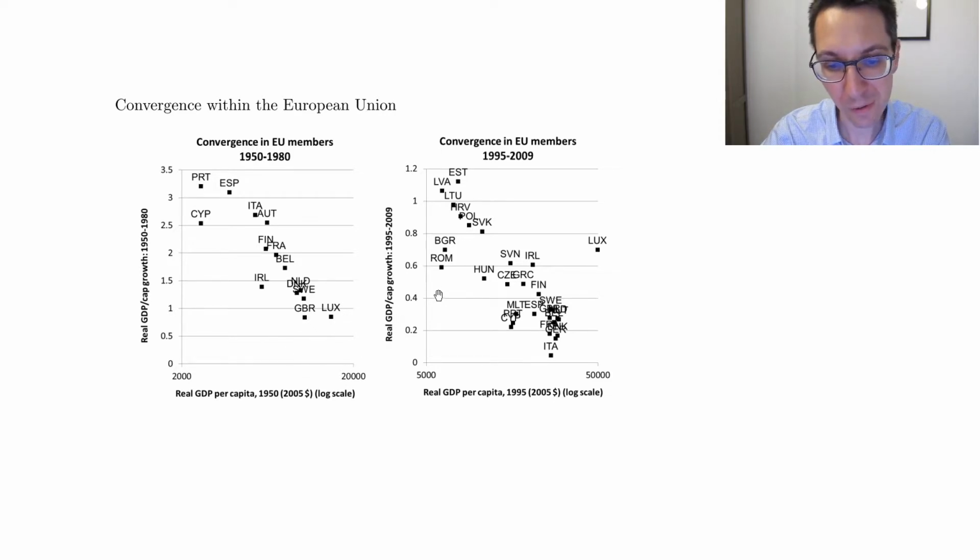And now what happened to these guys later on? Well, later on, you see that they're mostly all rich, so there's not a lot of leeway to grow even faster. But for all these later joiners, especially Western Europe, the same phenomenon happened. They were quite poor when they joined in 1995. And then they could grow quite fast between 1995 and 2009.